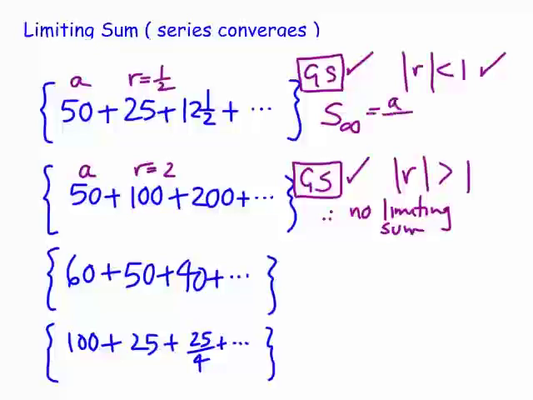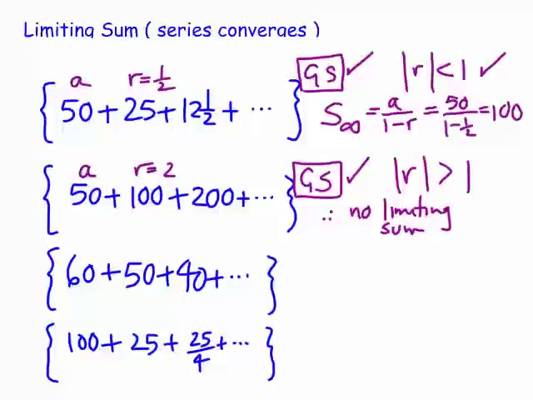A on 1 minus r. Let's just see what it is. It would be 50 on 1 minus a half, which would be equal to 100. So if I add up 50 plus 25 plus 12 and a half plus 6 and a quarter plus, I'm going to approach a value of 100. So I say the sum converges to 100.